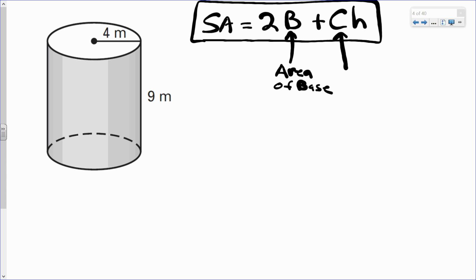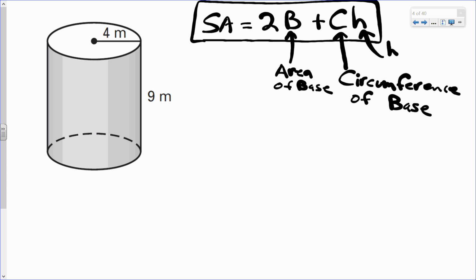Capital C means circumference of one of the bases. Circumference of base. And then the height. This is actually the height of the cylinder. How tall the cylinder is. Height of cylinder.